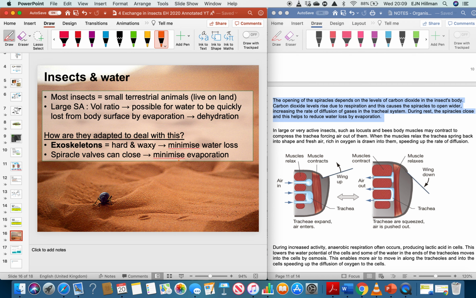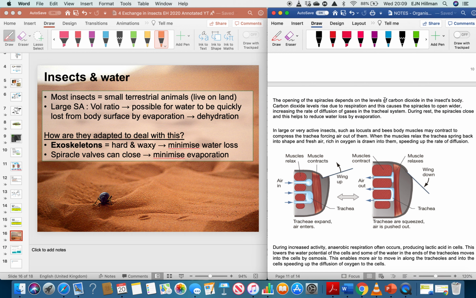when the concentration of carbon dioxide is low. Okay, so the signal for the opening of the spiracles depends on the levels of carbon dioxide in the insect's body. Carbon dioxide levels rise due to respiration, causing the spiracles to open wider. At rest, when there's less respiration, the concentration of carbon dioxide will be lower and the spiracles close.